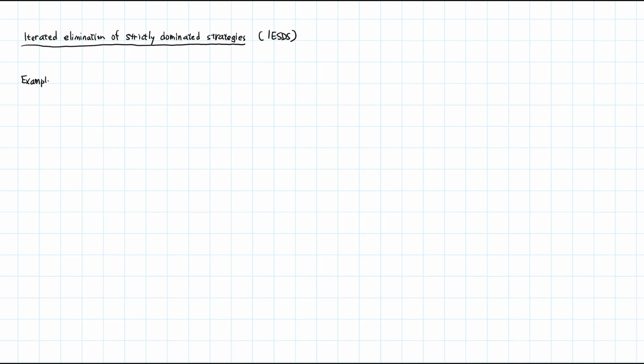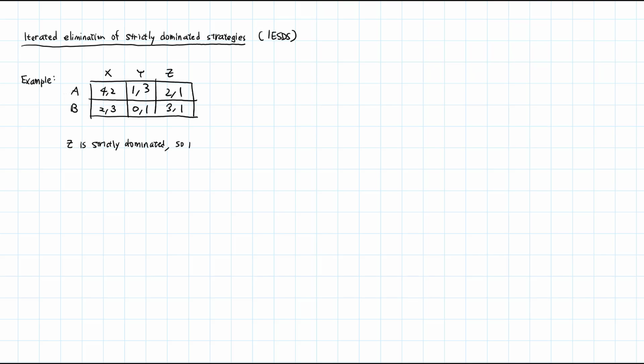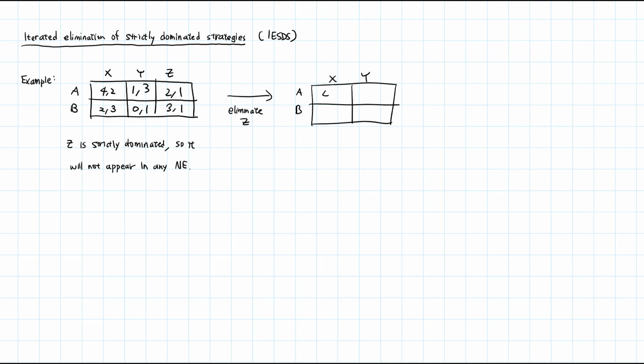Take a look at our example again. We see that Z is strictly dominated, so it will not appear in any Nash equilibrium. So we can eliminate Z from this table. Now we have a smaller game with two strategies each. Now in the smaller game, we see that B is a strictly dominated strategy for player 1. Now notice that B is strictly dominated in this new game and not the original game. And now we can eliminate B from this game.